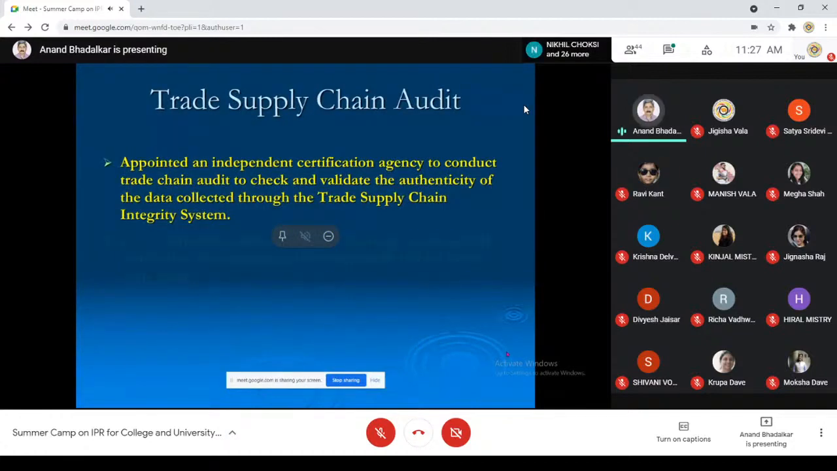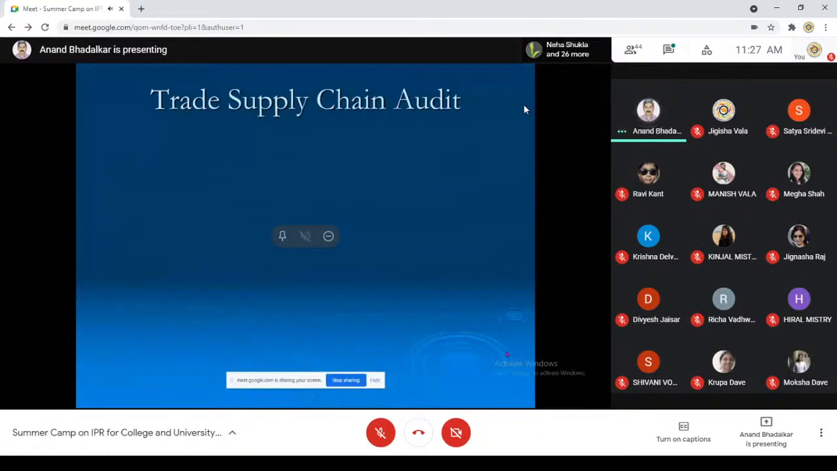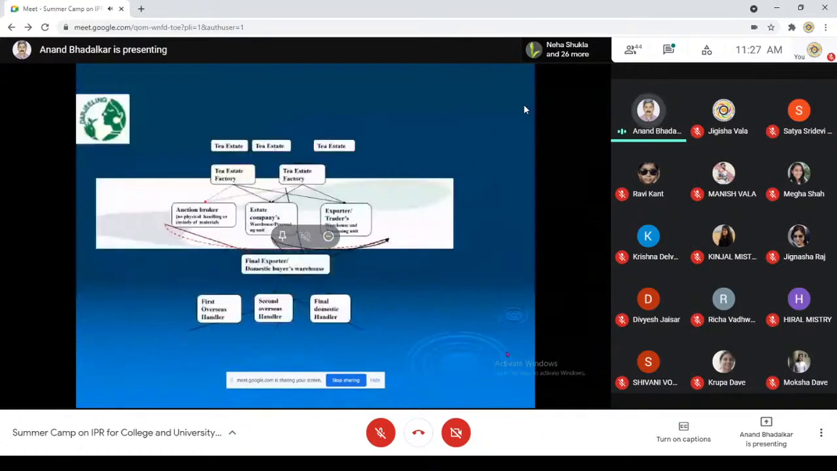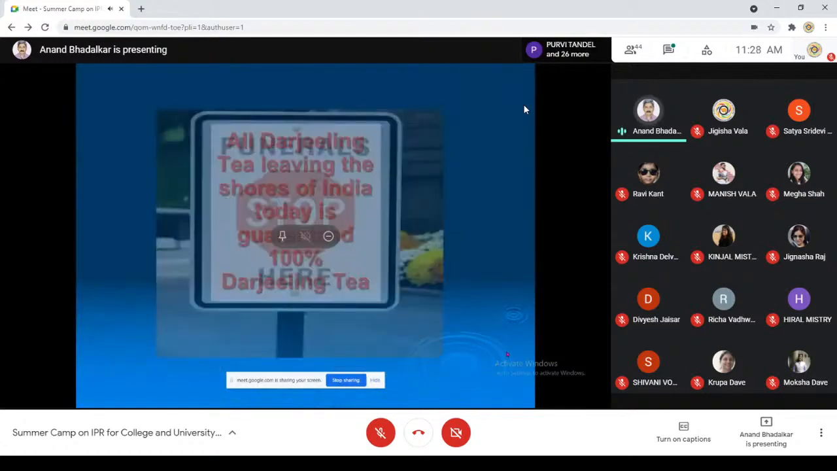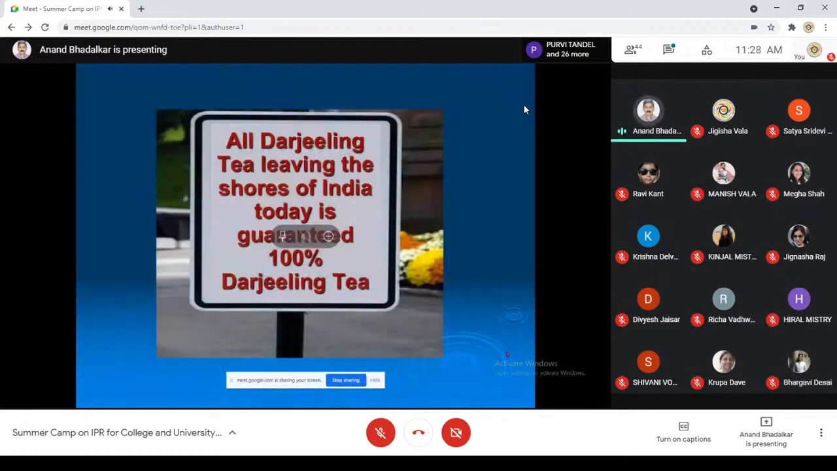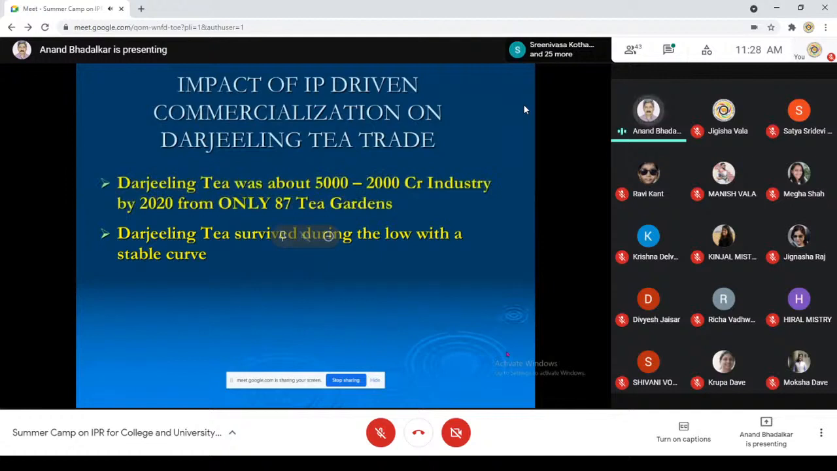Validation and certification. So IPR plus quality checks plus all of this. The final impact, I'm missing out all of these supply chain mechanisms, and we could give guarantee saying that everything that leaves Indian shores, and if we are calling it Darjeeling tea, it is 100% guaranteed Darjeeling tea. Okay, so what was the impact? Darjeeling tea survived.